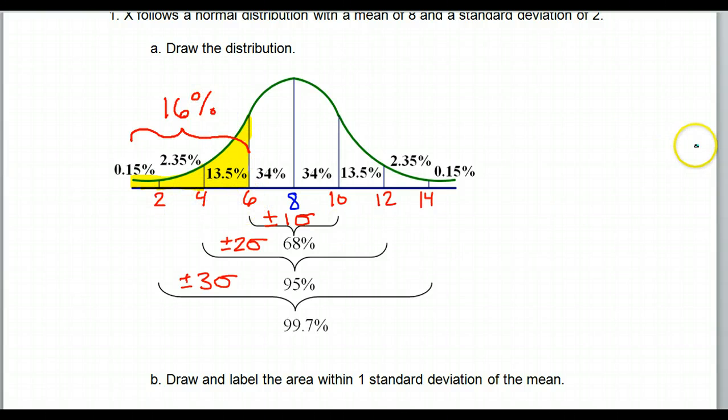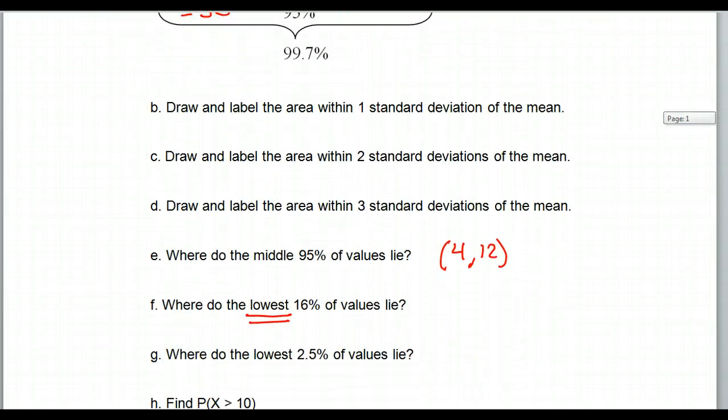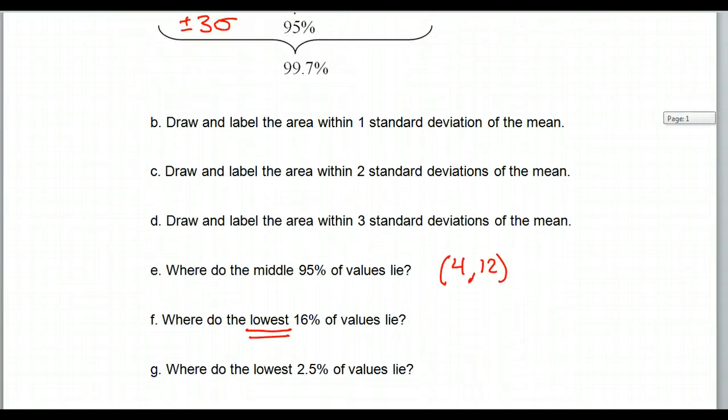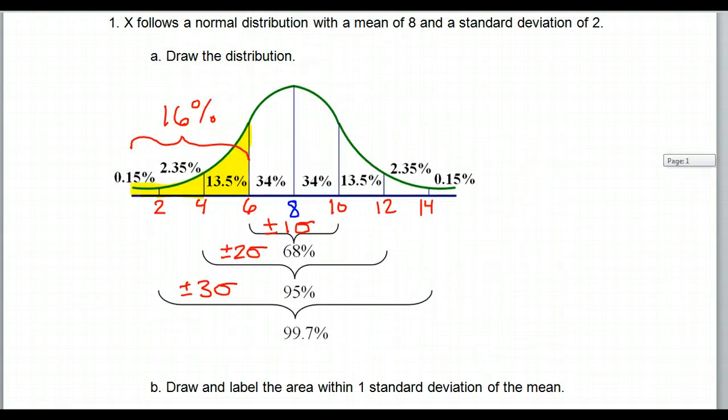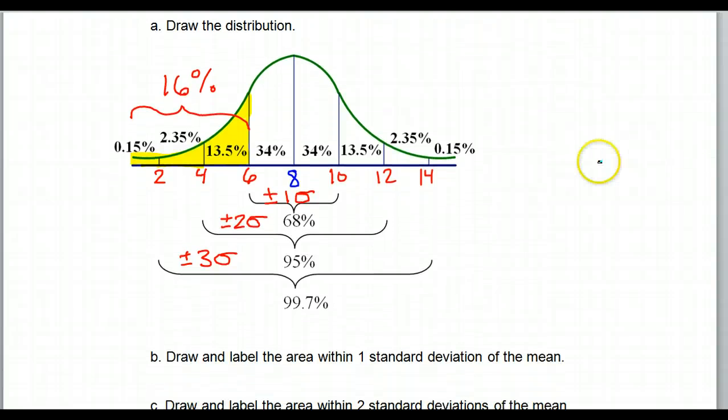Now, normally, so far, I've been able to say these intervals by going 4 to 12. I have a beginning number and an ending number. Now, watch this very carefully. You're lucky to be listening to this video, because this is where a bunch of kids will make mistakes. A lot of students will make a mistake.